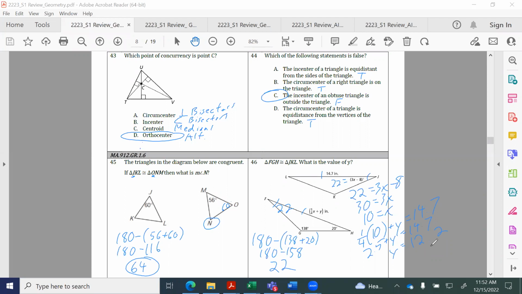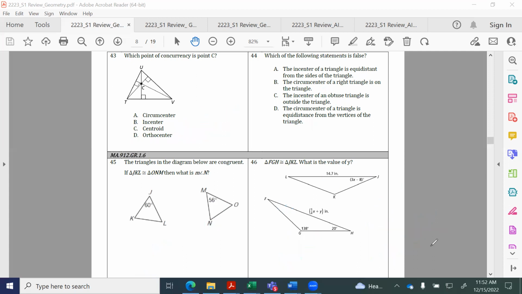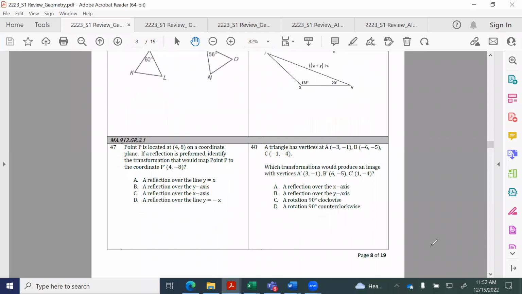So here I multiplied. So we got 10 times 1 is 10. Divided by 4 is 2.5. Subtract that from both sides. And that left us with 12.2. Questions on those 4?